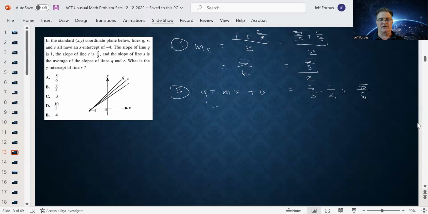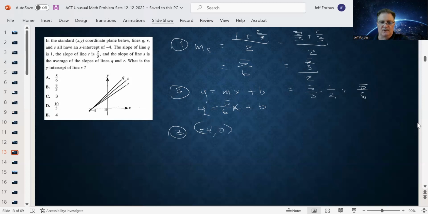So now we can set up our equation. M is 5/6. Now, what does B tell us? B tells us the intercept, right? I'm now setting up the equation for line S. Now, what do we do next to figure out the intercept? We need to get a point on the line and substitute the values into y and x. The only point that we have is -4, 0. That's all that's given us.